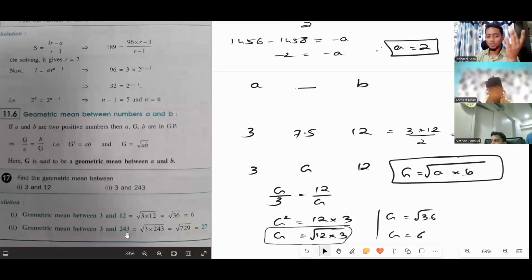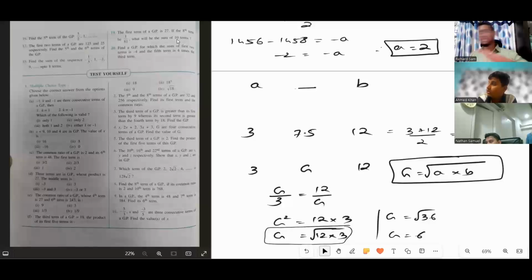Geometric mean between 3 and 243: square root of 3 into 243. So that is square root of 729, which is 27. So just write this one formula. That's all we need for finding geometric mean. G is equal to square root of A into B.